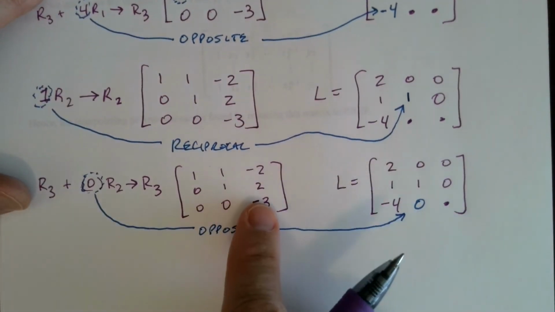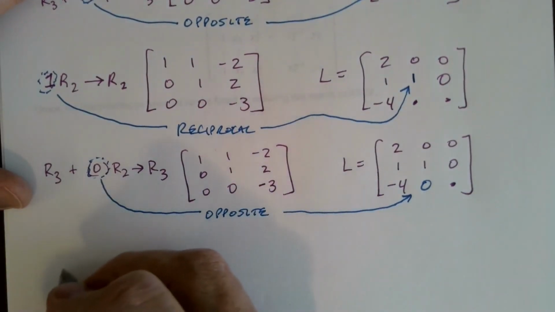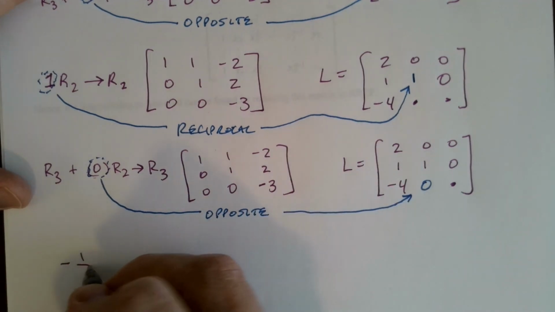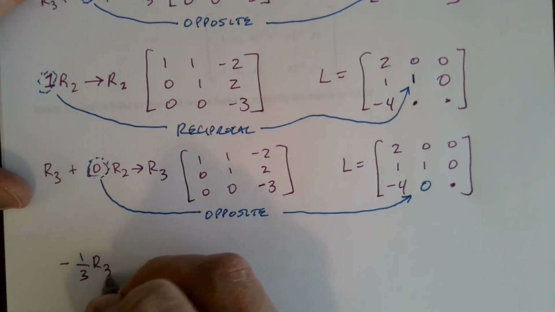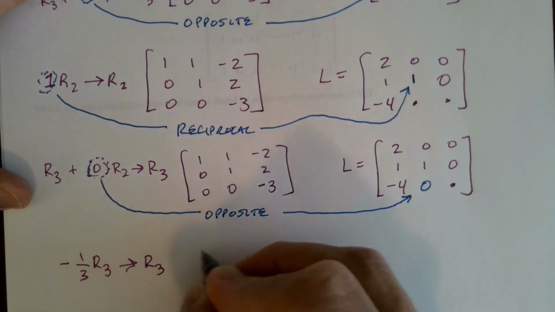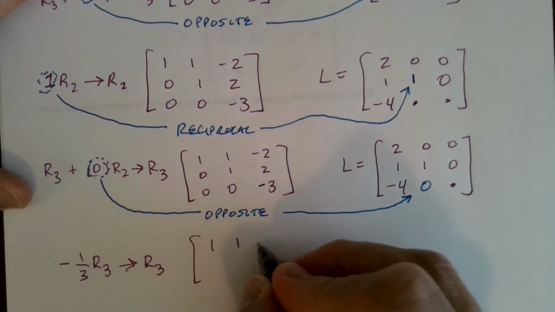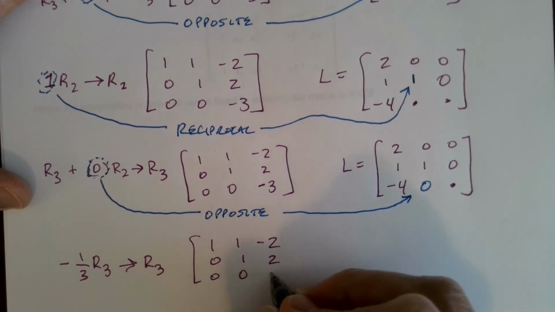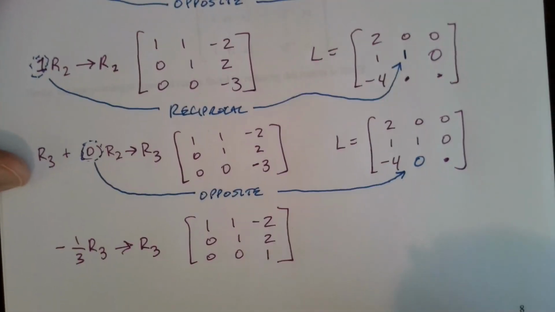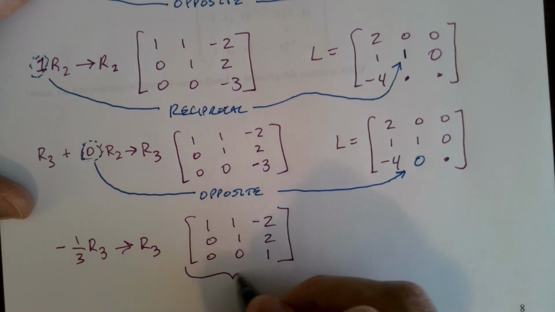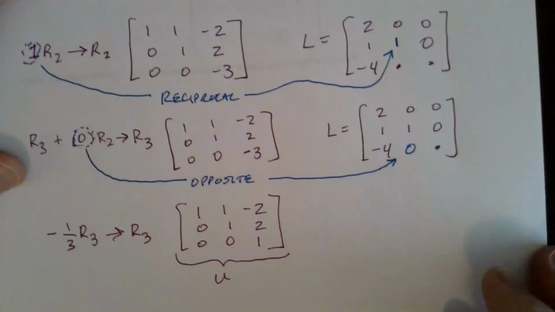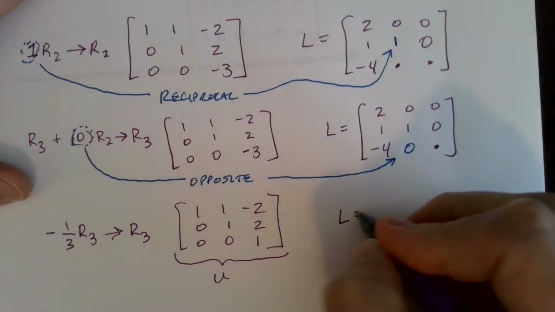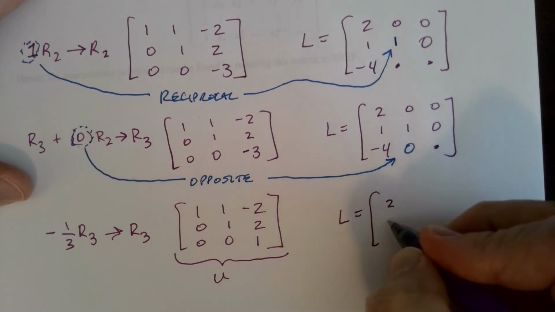One last entry. How do I get a 1 there? Obviously, I'm going to take the negative reciprocal, negative 1/3, times row 3, and replace row 3 with that result. And I'm going to get this as my matrix, which is indeed row echelon form. And that row echelon form is going to be our U matrix. And that tells me also what the last entry in my L matrix is.